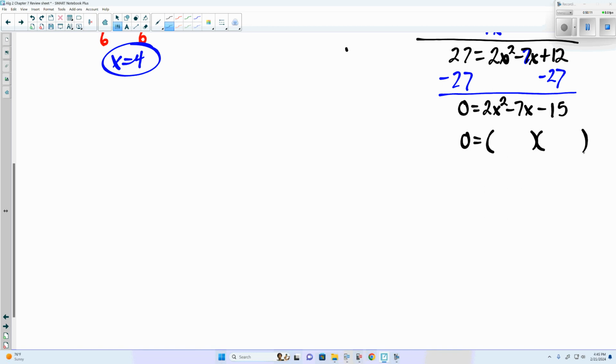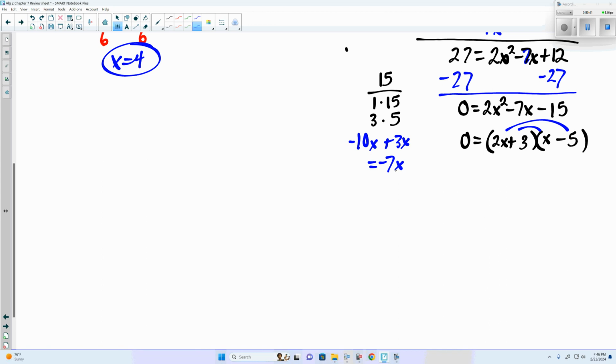Two sets of parentheses with 3 spaces. Since our third term is negative, our signs are opposite. Factors of 2x squared are 2x and x. Well, the only factors of 2 are 1 and 2, so I went on and just plugged them in. Factors of 15: 1 and 15, 3 and 5. 3 and 5. And we can check this here. 2x times negative 5 is negative 10x. 3 times x is plus 3x, and lo and behold, we do get the negative 7x that we wanted.